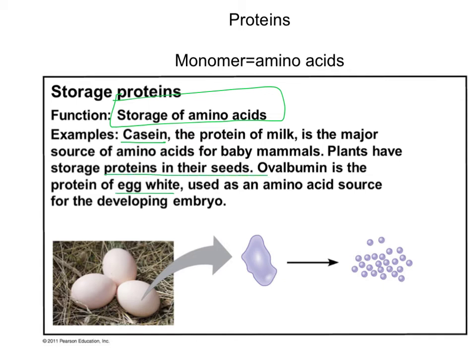Another example here is egg white. We talk about eggs being very high in protein because the egg white is the amino acid source for the developing bird embryo that's inside of this egg.